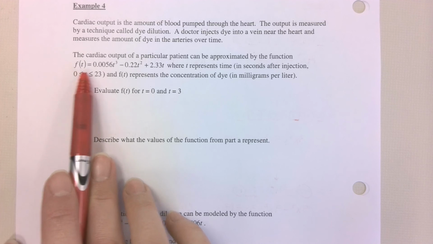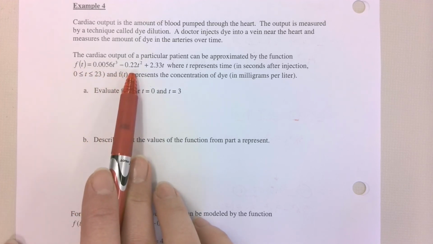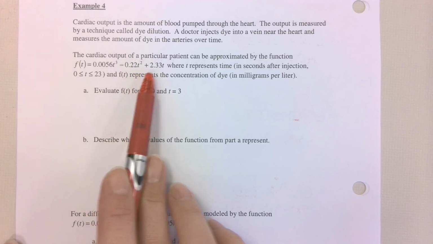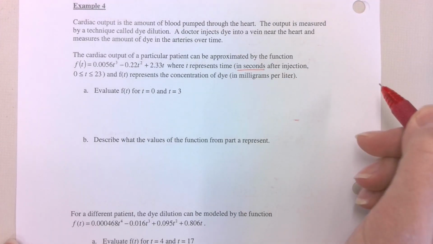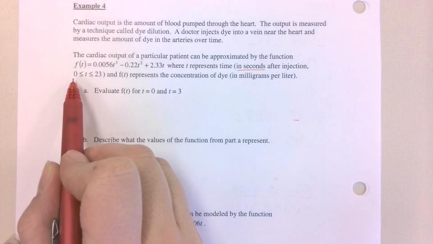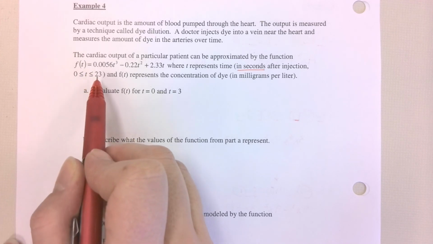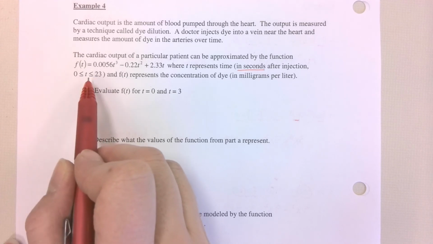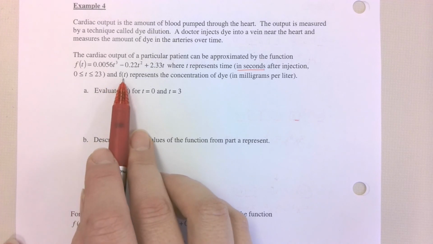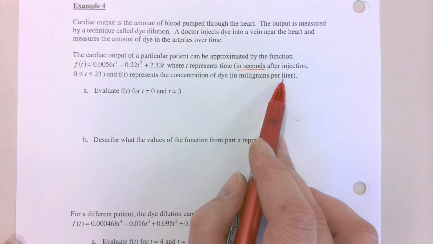f of t equals 0.0056 t to the 3rd minus 0.22 t to the 2nd plus 2.33 t. T represents the time, in seconds after the injection. Now, the time goes from 0 seconds to 23. That is all the time we're using. After 23 seconds, the test is over. The dilution of the dye is no longer valid for our test. And f of t represents the concentration of dye in milligrams per liter.